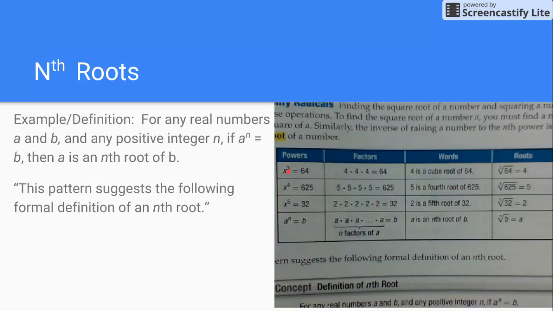So x cubed equals 64. Now what could x be? It's 4, because 4 times 4 times 4, or 4 cubed, equals 64. So 4 is a cube root of 64, and therefore an nth root of 64. And the sentence down here says this pattern suggests the following formal definition of an nth root.